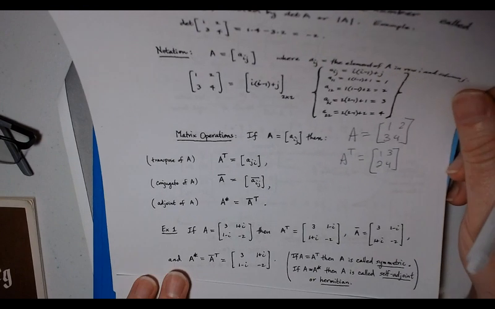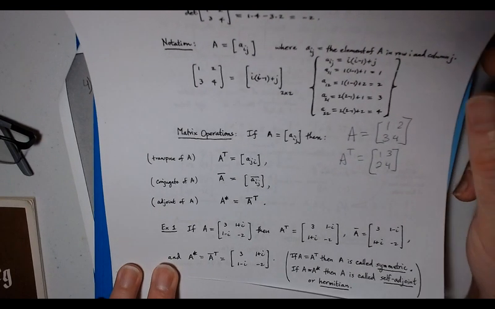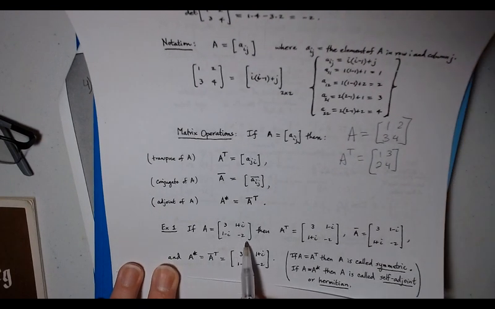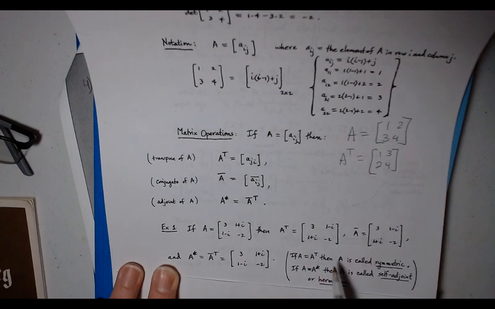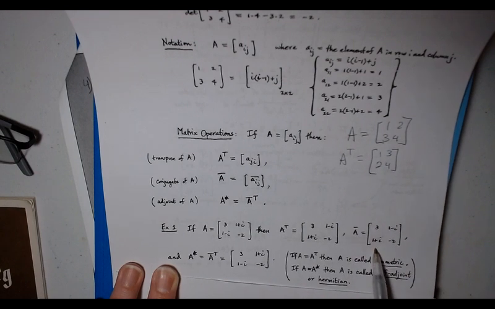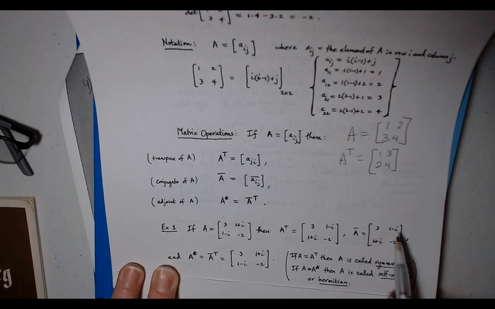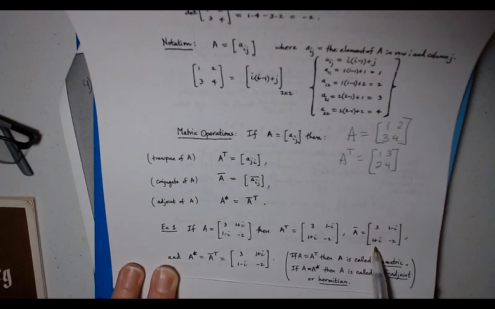So let's see if I can get that all on the screen there. There you go. So here we had a complex valued matrix 3, 1 plus i, 1 minus i, negative 2. Here's the transpose. All we did was switch the row to be a column, switch the row to be a column. Here's the complex conjugate. All we did is switch the signs on the imaginary parts. So that was 1 plus i, now it's 1 minus i. This was 1 minus i, now it's 1 plus i.